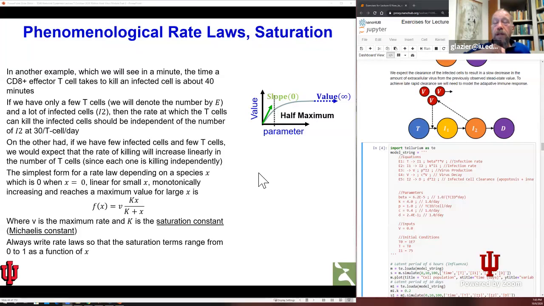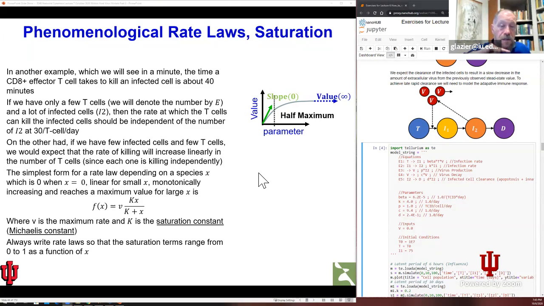So in particular, we're going to run into this in the context of killing, because we're going to have CD8 plus T cells that are going to be in our tissue, and those CD8 plus T cells are going to kill our infected cells. And the simplest thing to do would be to say that the killing rate is proportional to the number of infected cells, which makes sense, and the number of killer cells, which also makes sense. However, that means that if you have a few immune cells and a lot of infected cells, the rate of killing should increase linearly as I increase the number of infected cells.